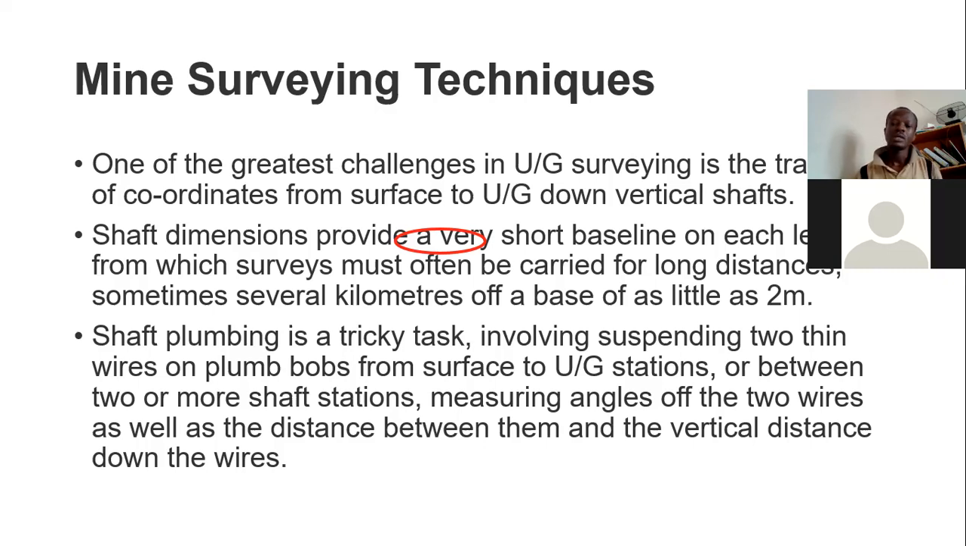It involves suspending 2 thin wires on plumb bobs from surface to underground stations, or between 2 or more shaft stations, measuring angles of the 2 wires as well as the distance between them, the vertical distance. So it's subject to some errors because the distance is really small. So that is the challenge with underground survey.